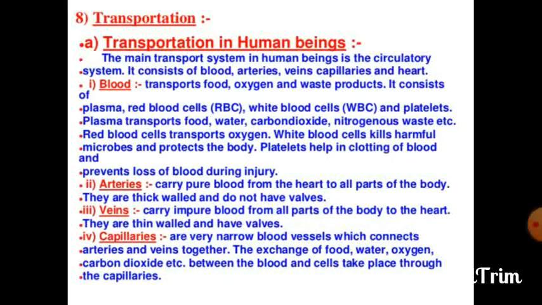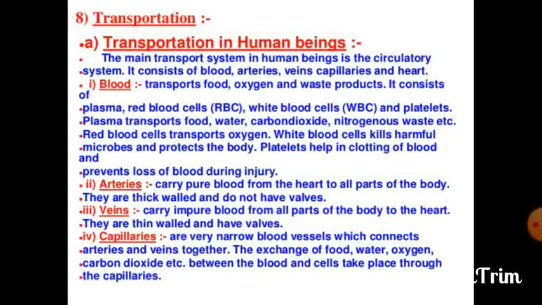Our next topic is transportation in human beings, where different materials like oxygen, food, waste material have to be transported from one organ to another. For that reason we have the transport system which consists of blood, arteries, veins, capillaries and the heart. Blood carries all these things. It has RBC, WBC and blood platelets. There are different blood vessels: arteries, veins, capillaries.